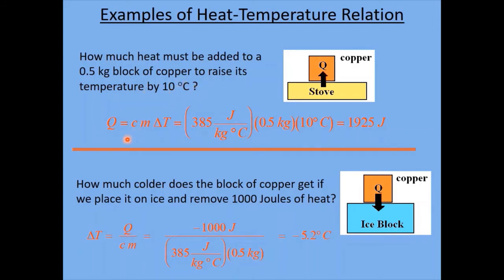So using our heat-temperature relation, Q equals C m delta T, first of all, we look back in that table and we find the specific heat for copper is 385 joules per kilogram per degree Celsius.